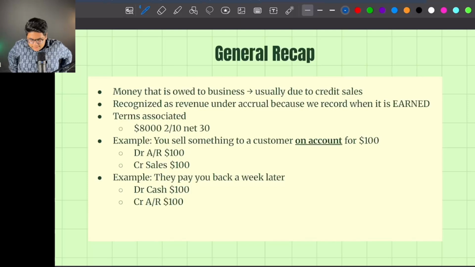A receivable is basically money that is owed to a business. You sell something for $5. The person can't pay you right now. They'll pay you back later. That is the amount that you have to receive. This is money that is owed to the business, and it is usually due to credit sales. This is recognized as revenue under accrual because we record it when it is earned. So technically cash wasn't transferred because they said they'll pay you back later. However, we still record this revenue because it's earned, and they'll have different terms associated with it.